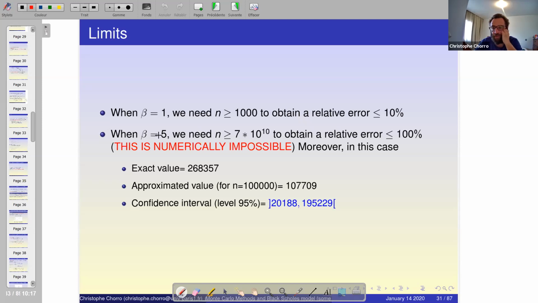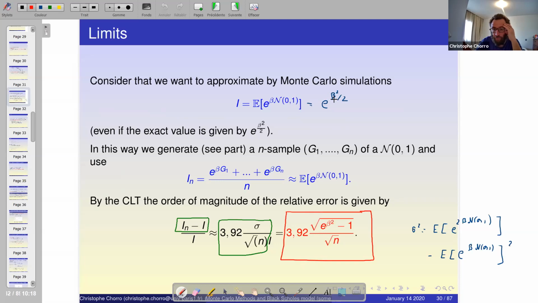If I take beta equal to 5, I am in the situation where, in order to obtain a relative error that is less than 100%, which is completely ugly, I need to take n greater than 7 times 10 to the power 10. So in the very basic case where I have to compute my expectation I for beta equal to 5, knowing that my value is just the exponential of 25 over 2, exponential of 12.5, something that is very easy to compute and approximate.